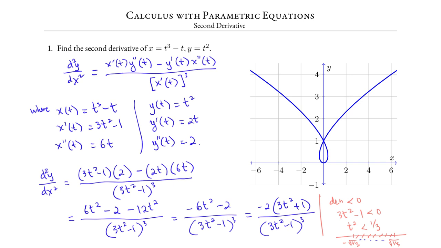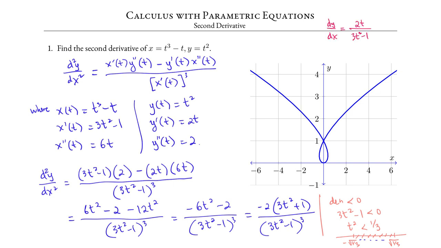This can be seen on the graph. From t equals negative the square root of 1/3 to positive square root of 1/3, the graph concaves up. For t going from negative infinity to negative square root of 1/3, the graph is concave down because the second derivative is negative. And the second derivative is again negative from the square root of 1/3 to positive infinity, indicating that the graph concaves down.